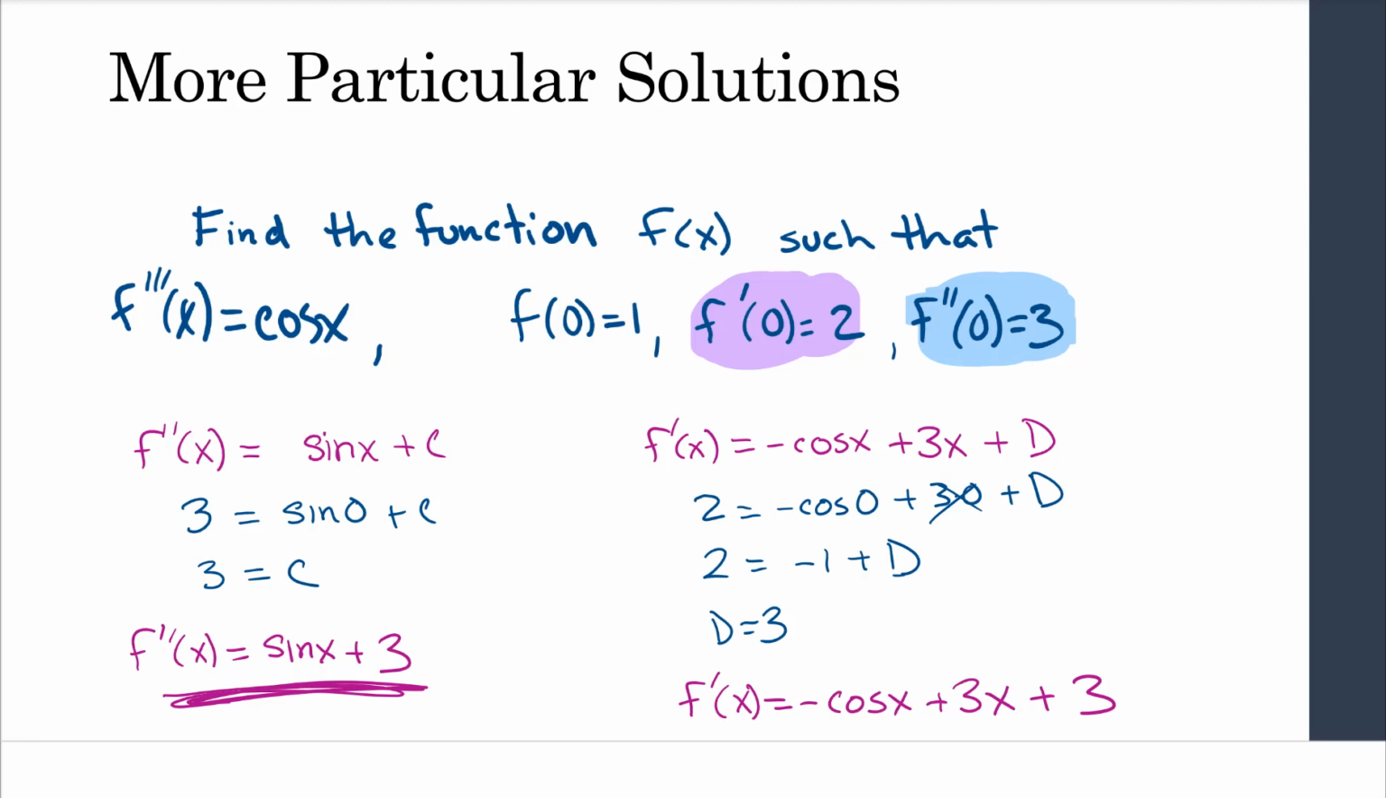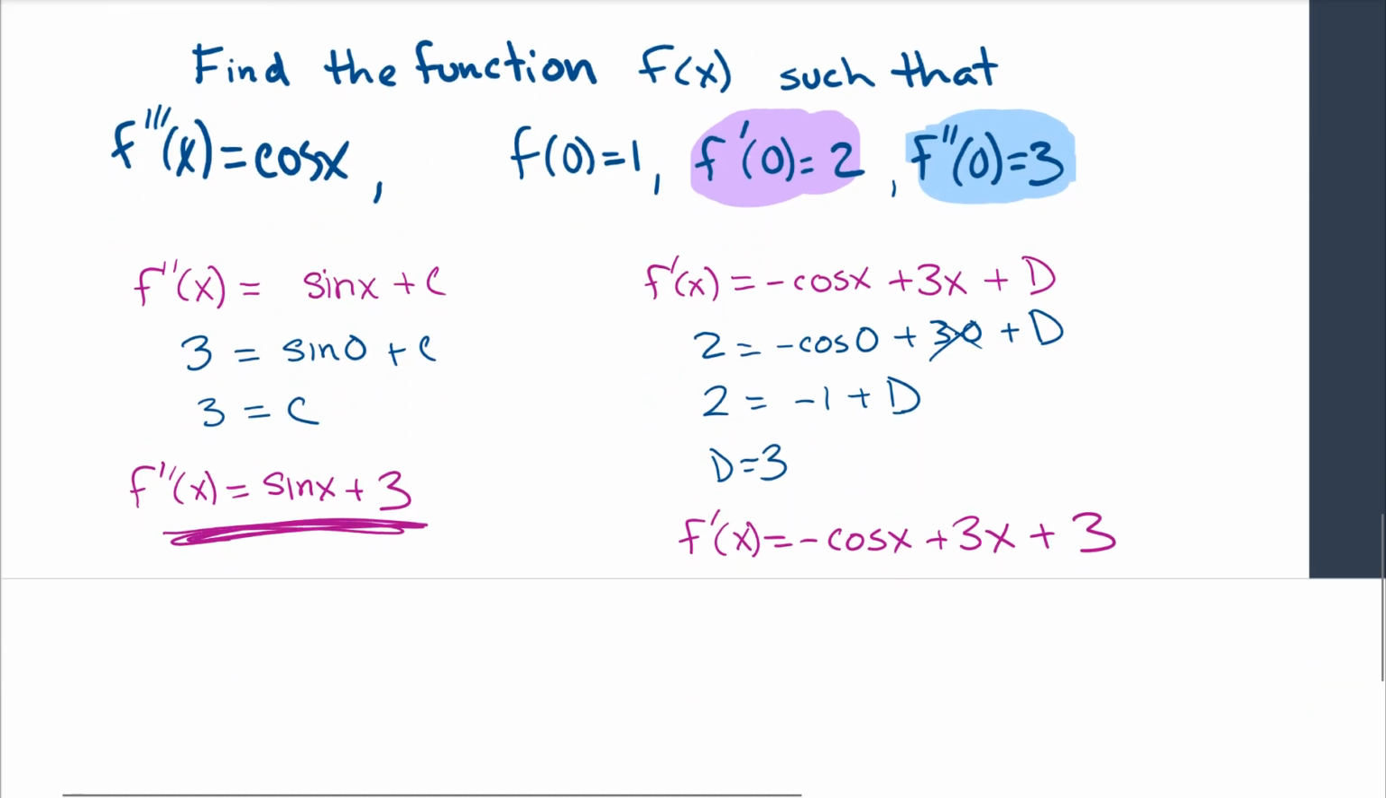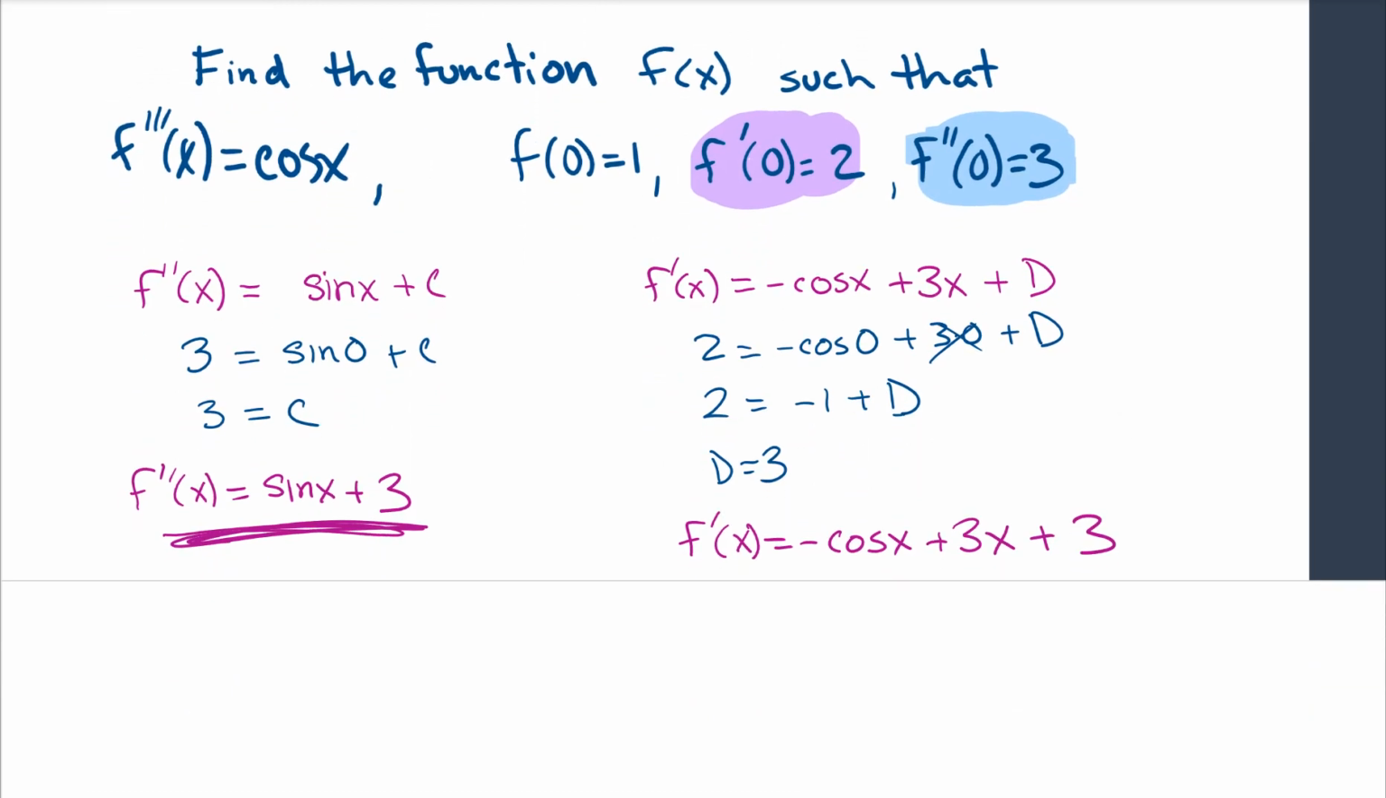So both our c and our d were 3. Neat. Well, let's finish this off. So f of x is equal to, now what has a derivative of negative cosine? It's not sine, but negative sine. Now we need to take an antiderivative of 3x. So we're going to add 1 to that exponent to make it a 3x squared, and now we got to divide by that number, that 2. So let's call it 3 halves x squared.